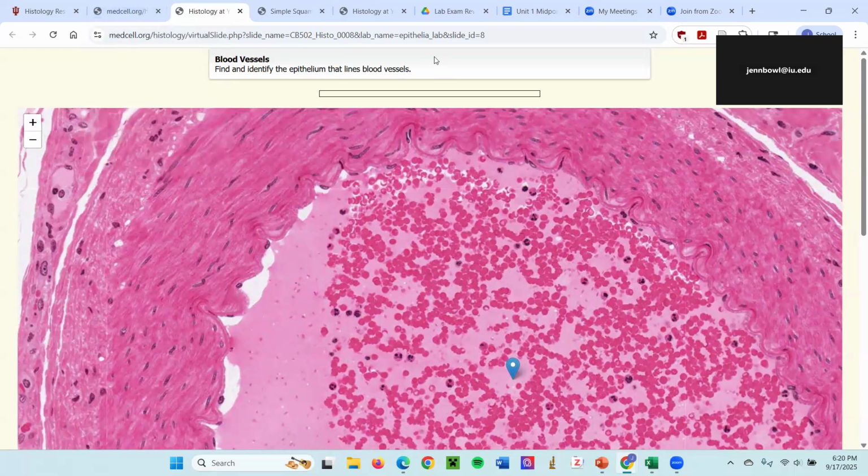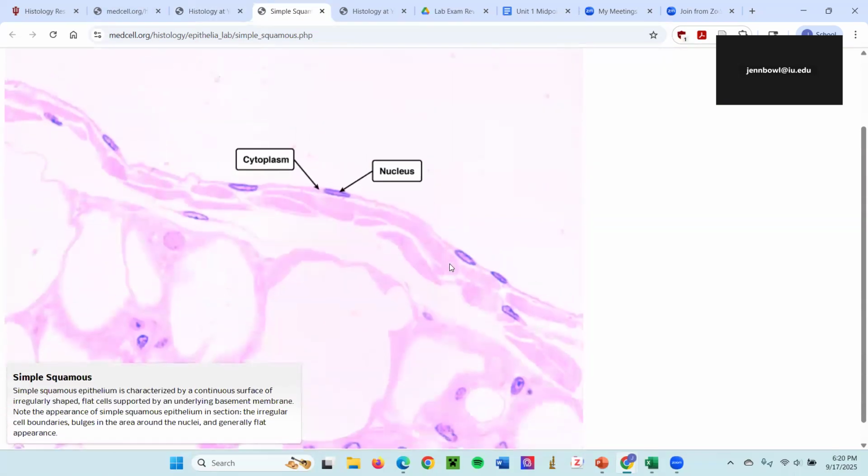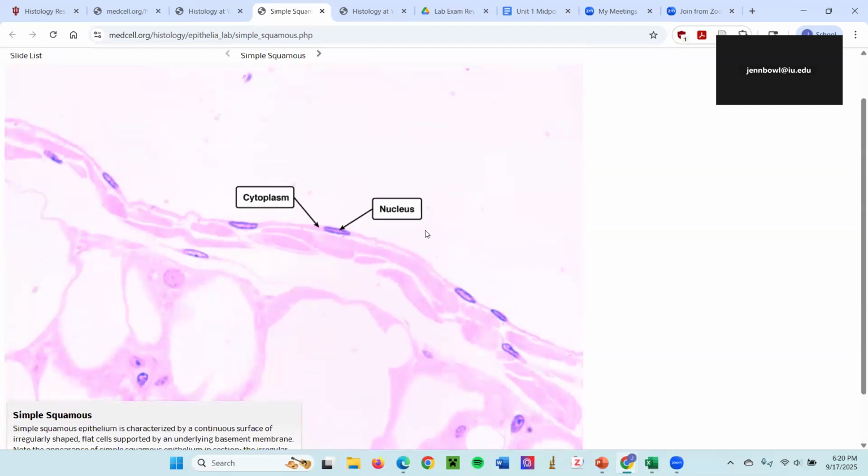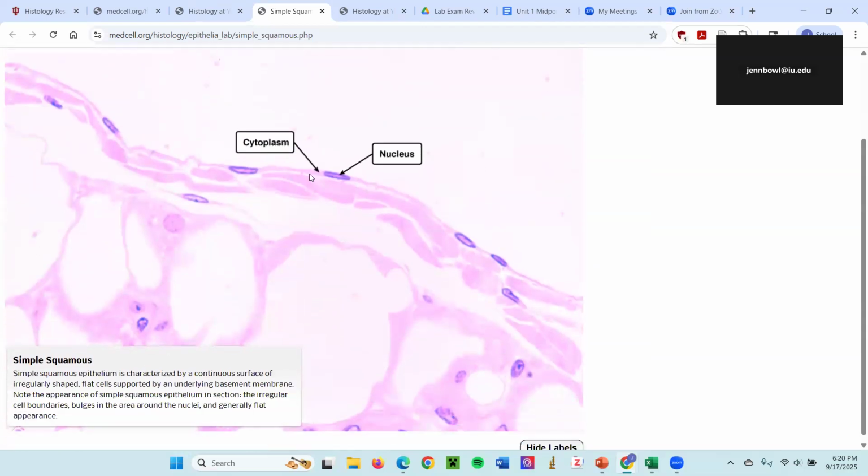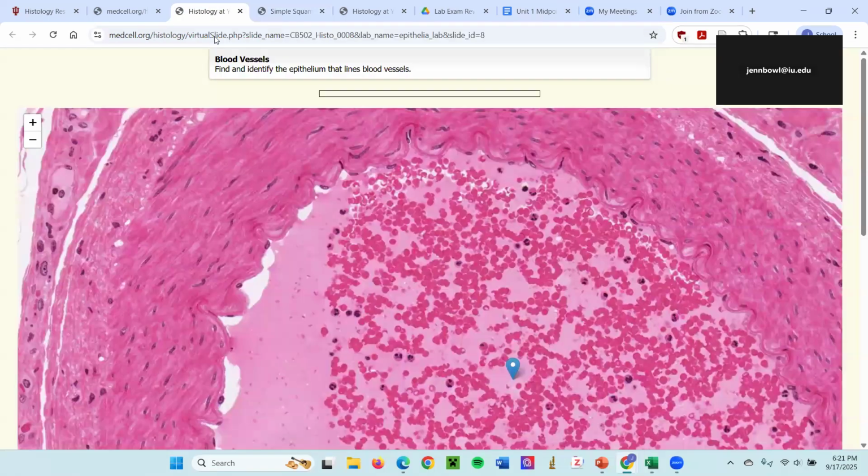Okay, make this go away. All right, so this is a nice slide. This is what I'm talking about. So we have this very thin flattened layer of cells forming that squamous epithelium. And in this case, because we just have a single layer, that would be our simple squamous epithelium.